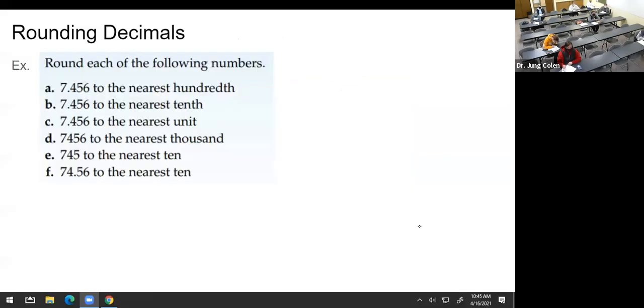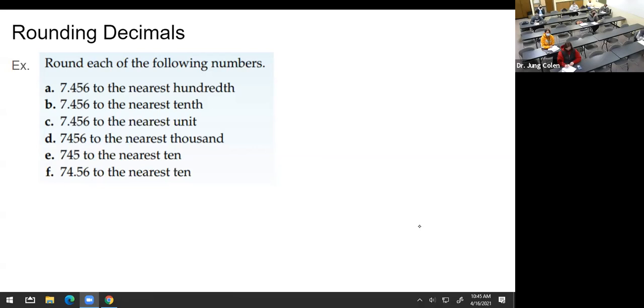7.4 to the nearest unit, which means a whole number. So just 7. Is that 7 or 8? It's 7, right? So this one, 7,456 to the nearest thousand. It's gonna be 7,000 or 8,000? 7,000, right? Why am I saying this between 7,000 and 8,000? Because this number is between 7,000 and 8,000, right?